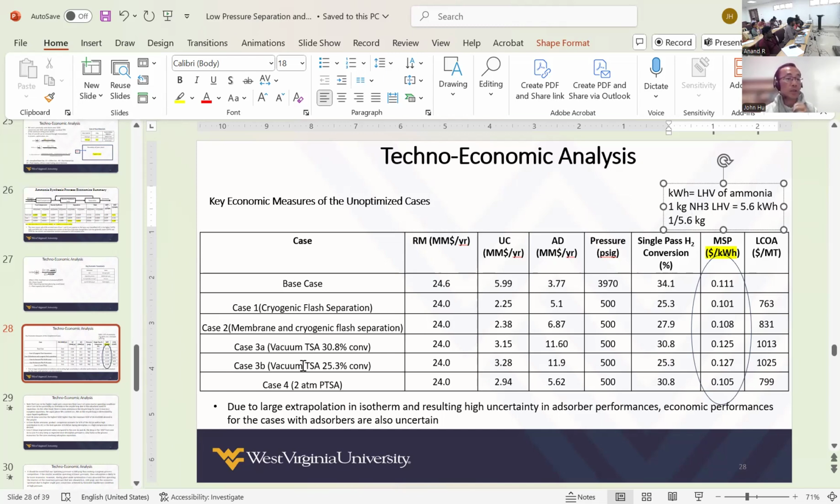It all depends on downstream separation. So in some cases, like 3A and 3B, they don't make money at all because they are more expensive than the Haber-Bosch. So what does it mean? That means you just don't build the plant like this.